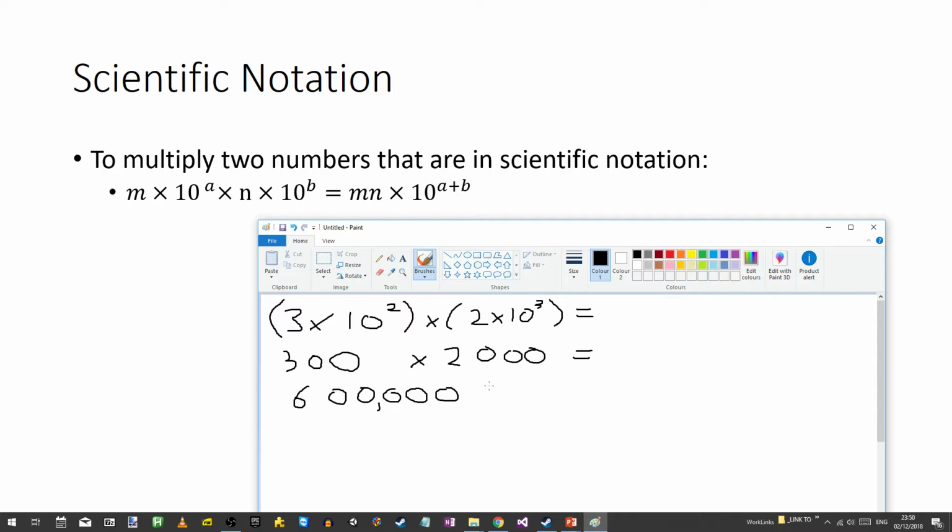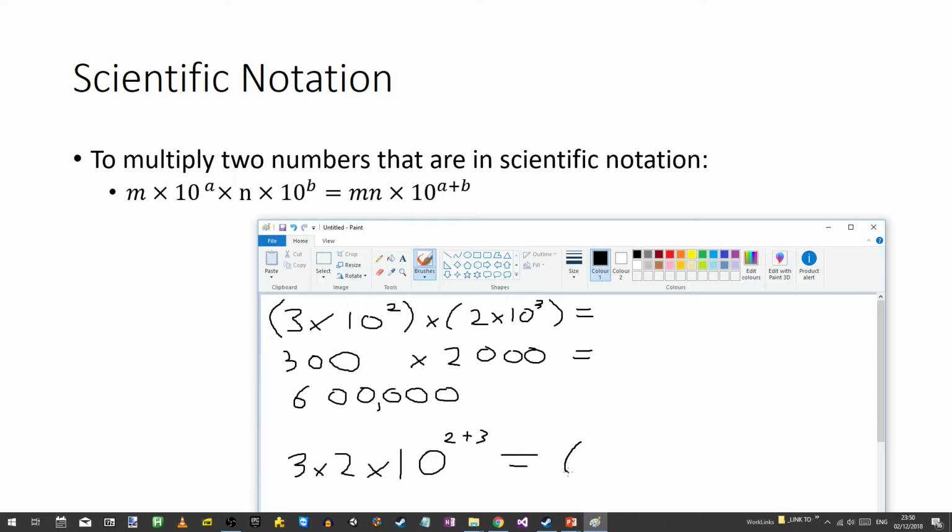That's fine and dandy when you've got relatively small exponents. Imagine if that was 10 to the power 20 and 10 to the power 30. You'd be there all day. So let's try the shortcut route there. In this case, m is 3, n is 2, so 3 times 2, times 10 to the power a plus b. So times 10 to the power of a, which is 2, plus b, which is 3.